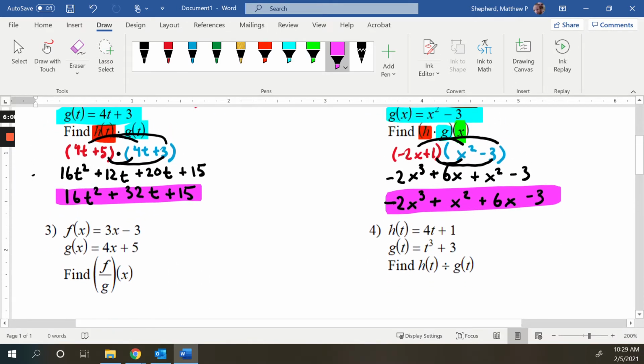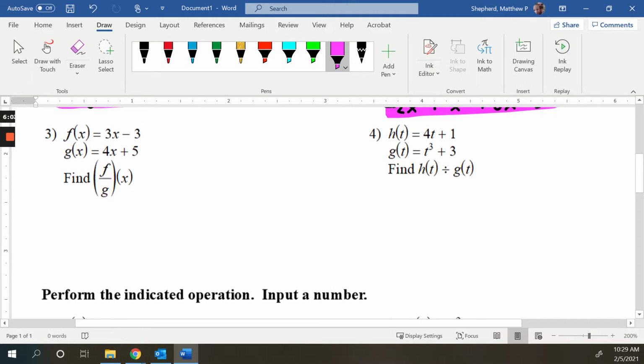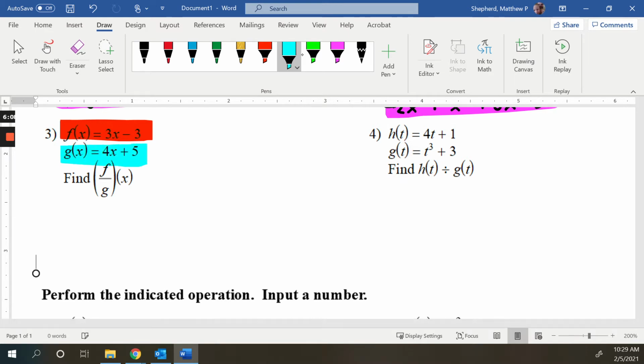All right, so we just did two multiplication problems. Now let's go ahead and do two division problems. We've got our f of x, we've got g of x. We've got f over g with an input of x. So those equations aren't going to change much, so that's just going to be equal to, let's put the f, 3x minus 3, over the g, 4x plus 5, and we're done. Okay, there's really not much more to that. If I saw a number that I could divide everything by, great.